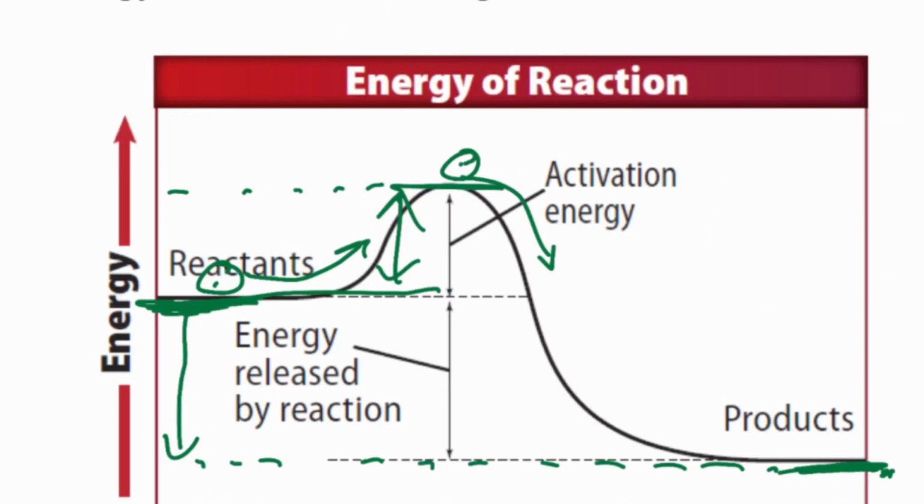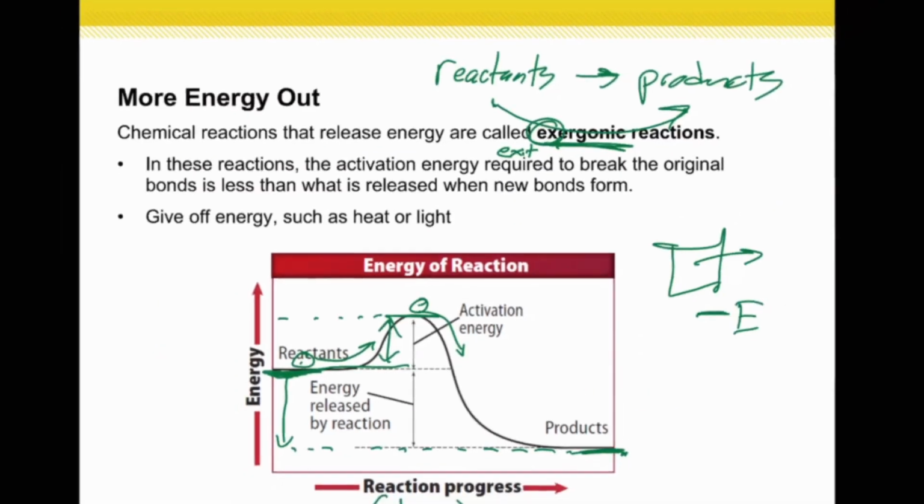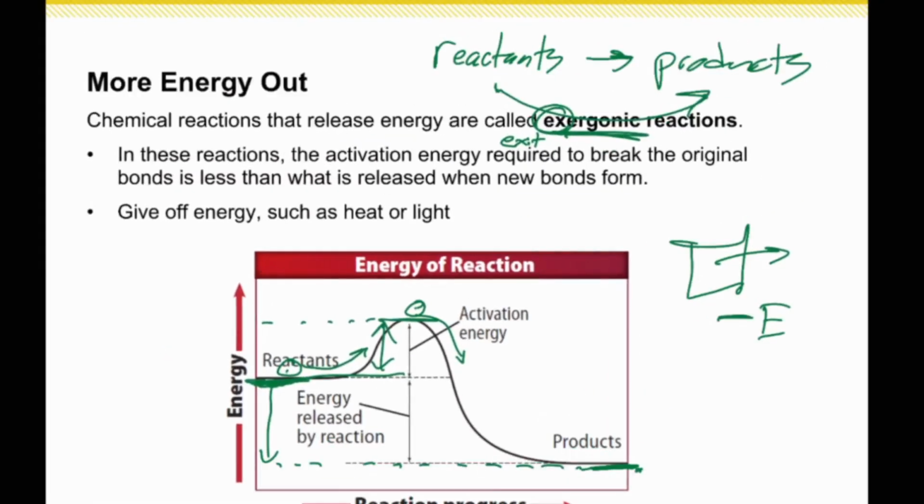And so overall, we put in some energy, but the energy that was released far surpasses the energy that was required to put in. So overall, this reaction releases energy. So that's where we get the negative for the reaction. So this is going to be an exergonic reaction because energy is leaving the system.